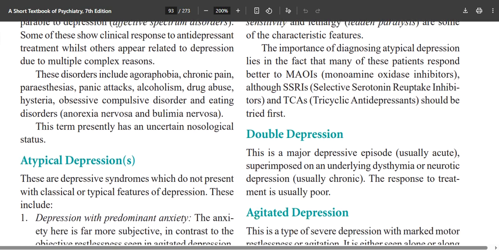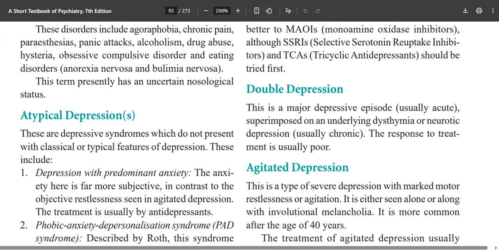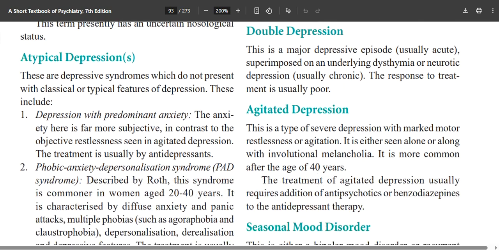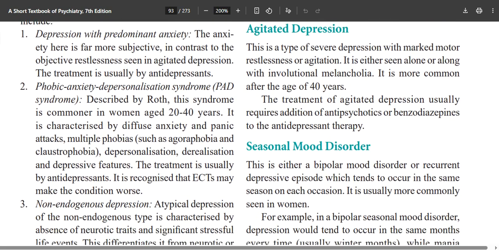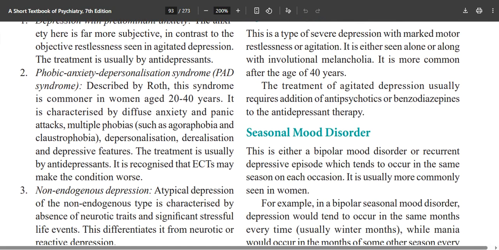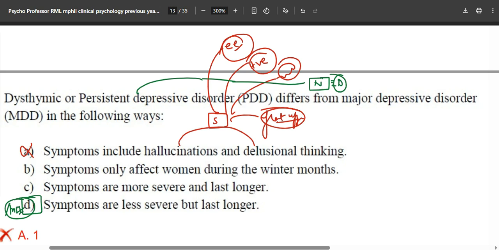Now, what is agitated depression? This is a type of severe depression with marked motor restlessness or agitation. Okay, now we are talking about the seasonal mood disorder. This is either a bipolar mood disorder or recurrent depressive episode, which tends to occur in the same season on each occasion. It is usually more commonly seen in women. Symptoms only affect women during the winter months.